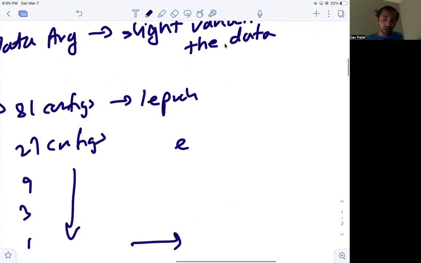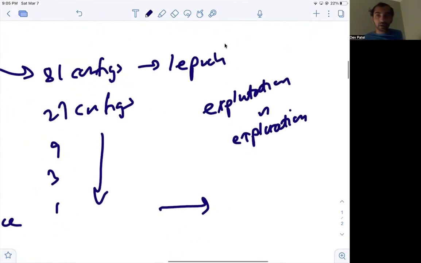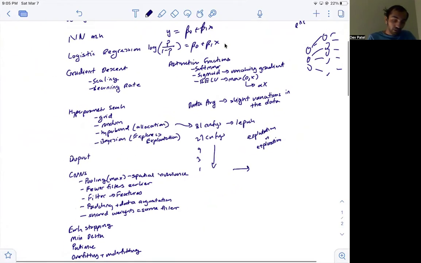So this is an exploration problem as well, where you're trying to identify which of these best possible configurations we want to train for the longest, while making sure that we remove the unnecessary ones that don't perform well.